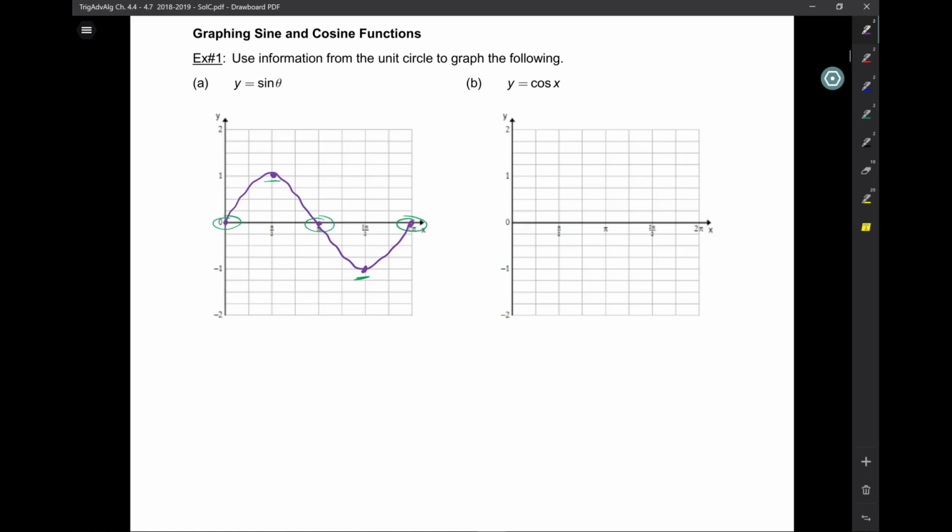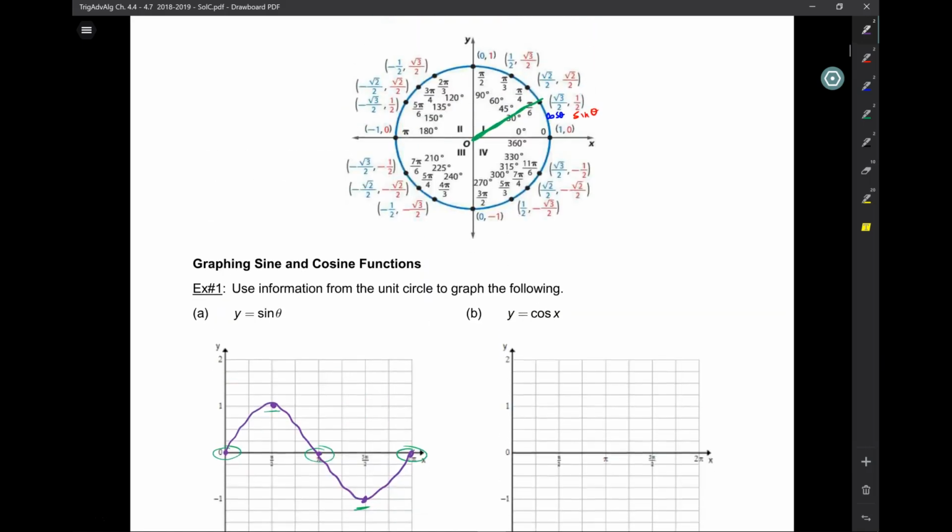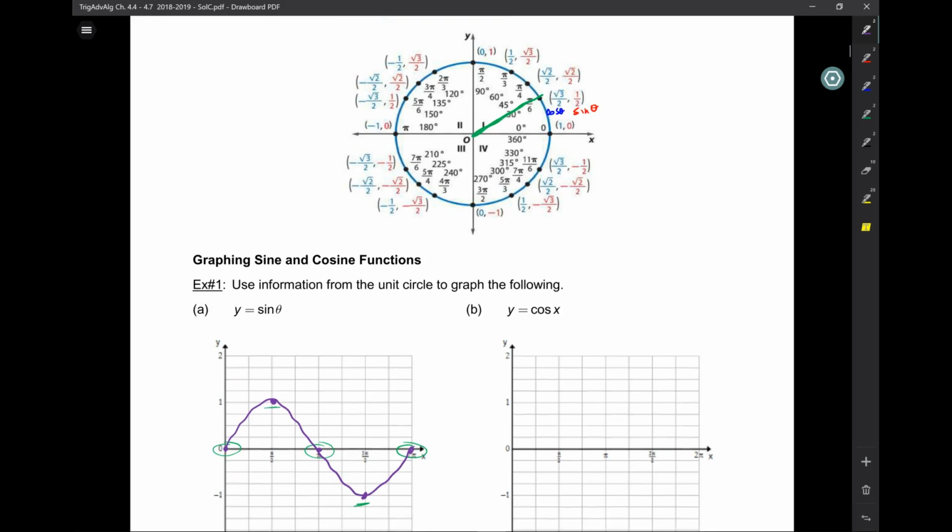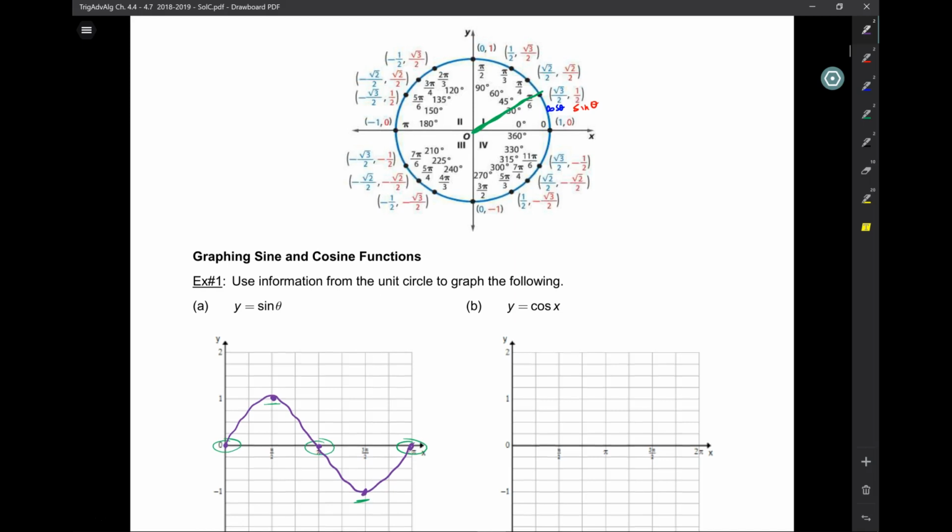Fantastic. Okay, now we're going to do the cosine. Same thing, but now the cosine is the first coordinate. Okay, so when the angle is 0, how much is the cosine? 1. When the angle is pi over 2, how much is the cosine?